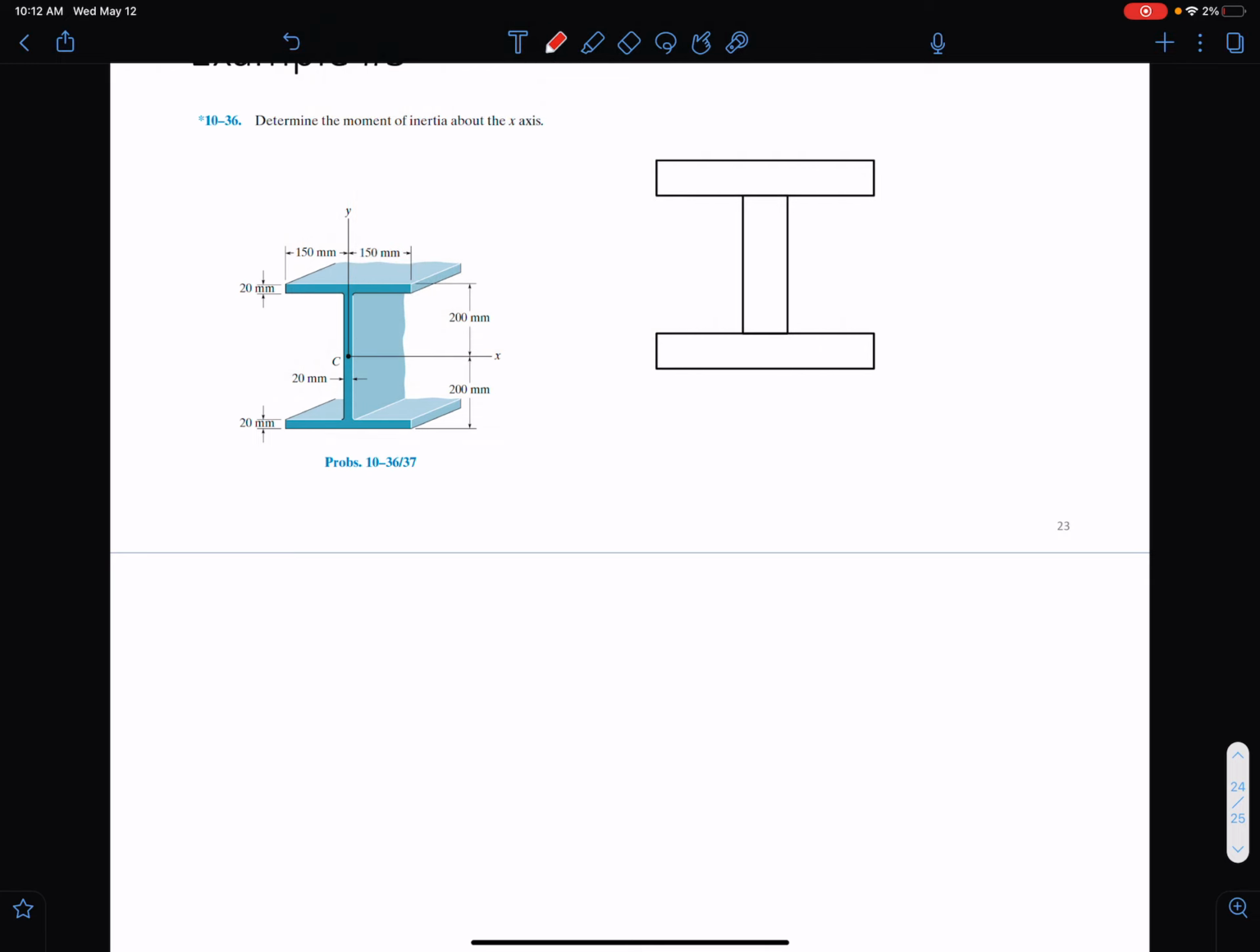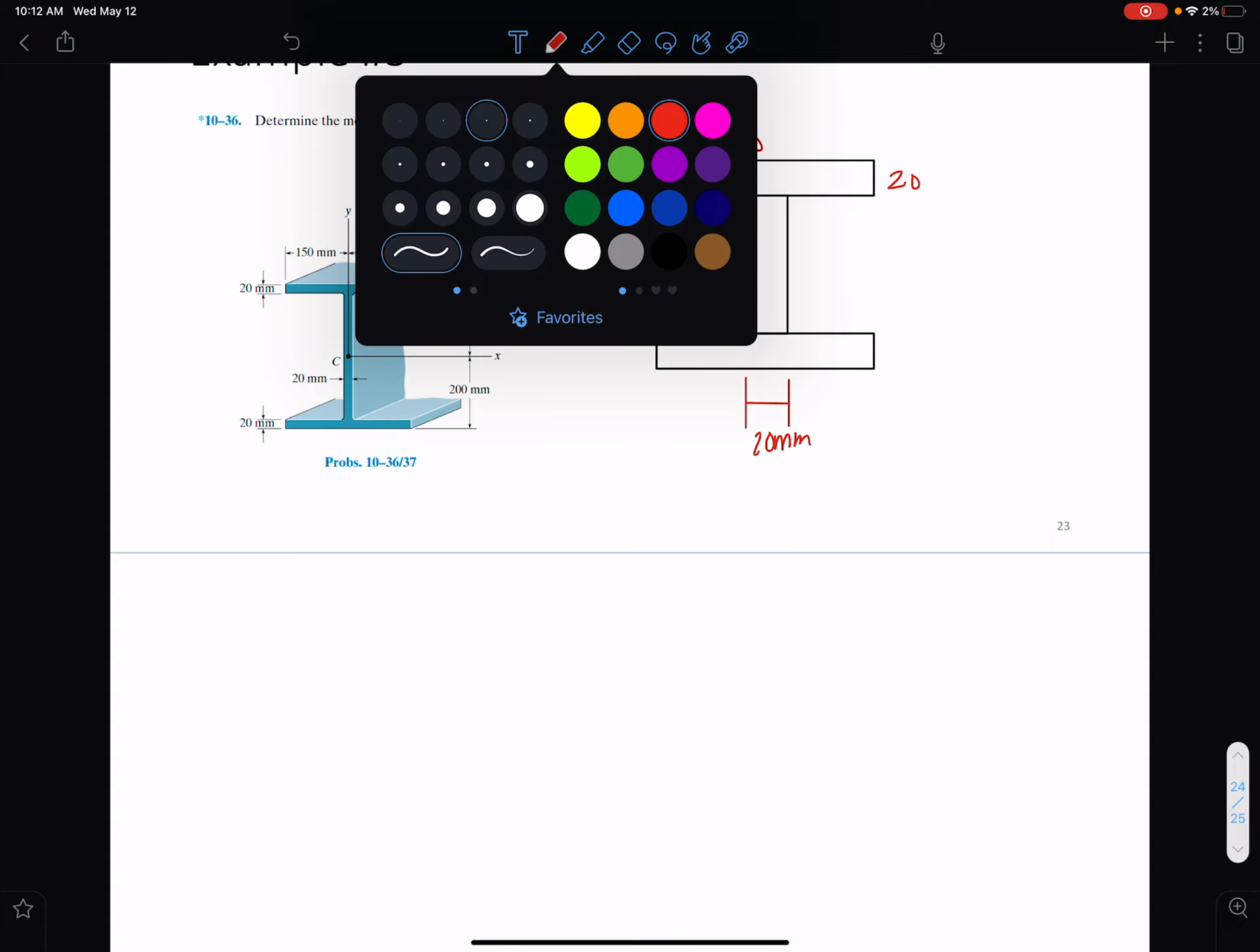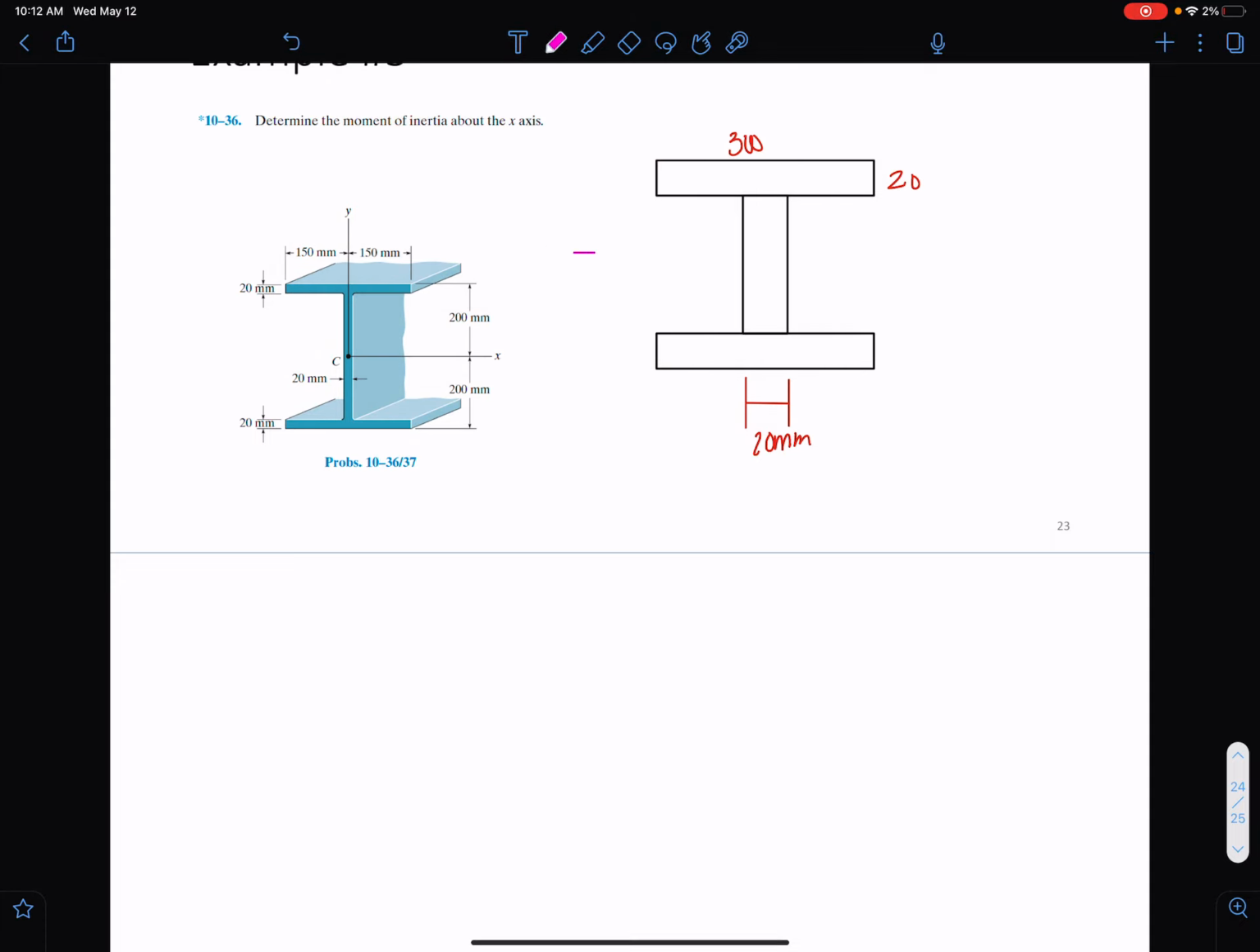So we have 300. We have 20. I'm going to actually just take out the millimeters so this looks a little bit cleaner on here. And then we also have 20 from here to here. Nice thing is we don't have to calculate y bar for this because it's symmetric. So our y bar acts in the middle of the section. The whole thing is 400, so it acts at 200 millimeters, right in the middle. You don't have to calculate that.